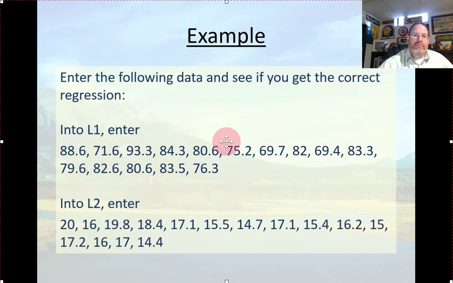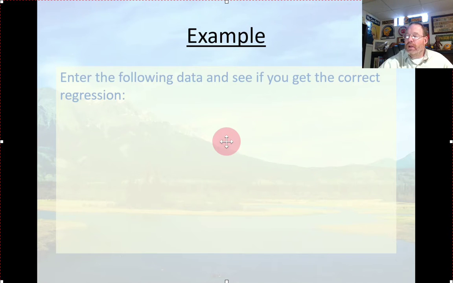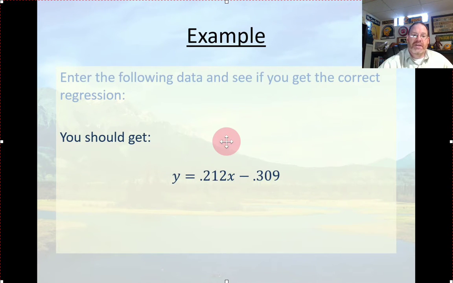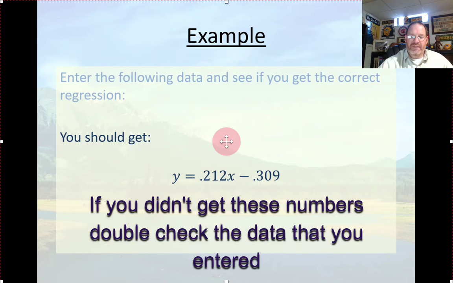All right. So now we're going to actually go through and make the linear regression equation using the steps that you just did. And that would result in this equation. Your A is 0.212, your B is negative 0.309. So that's the equation for the set of data that we just entered into that list.